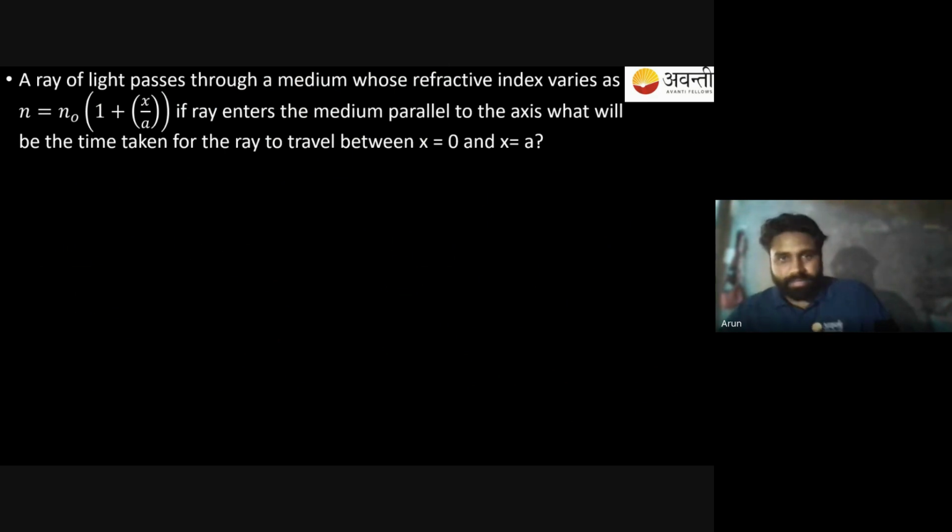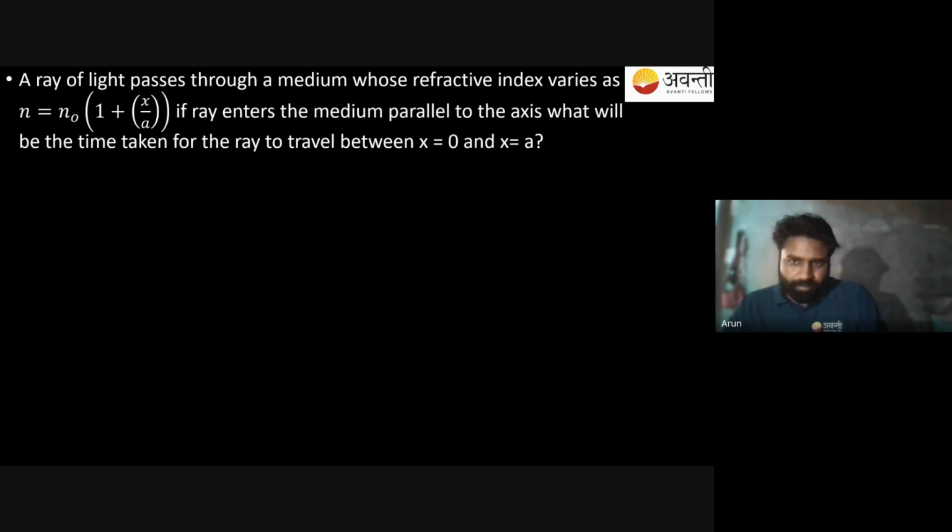Okay. Now the next question that we have, this question is really conceptual and it will help you a lot in your preparation part. So again, we have this question. I will solve it myself. So a ray of light passes through a medium whose refractive index varies as. So here we have a variable refractive index.